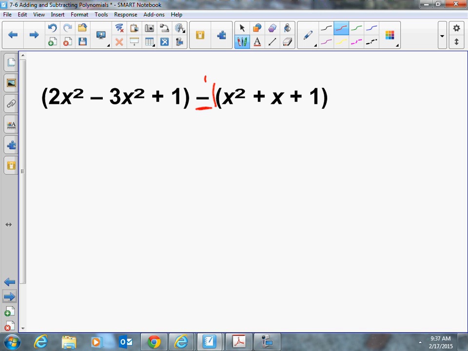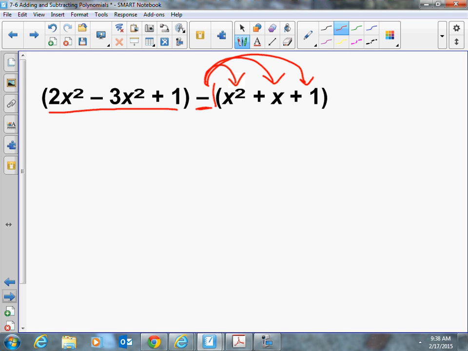Distribute it, yeah, to just the x squared? No. Negative 1 has to be distributed to the x. It also has to be distributed to the 1. It has to be distributed to everything that follows in the next set of parentheses. Every single term that follows in the next parentheses.